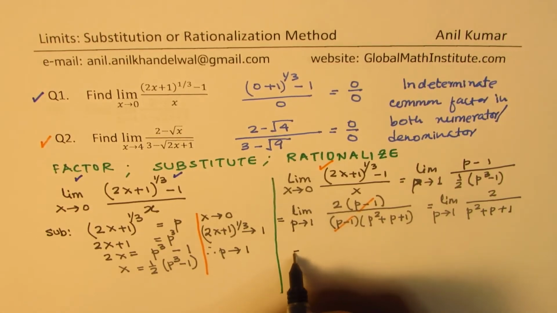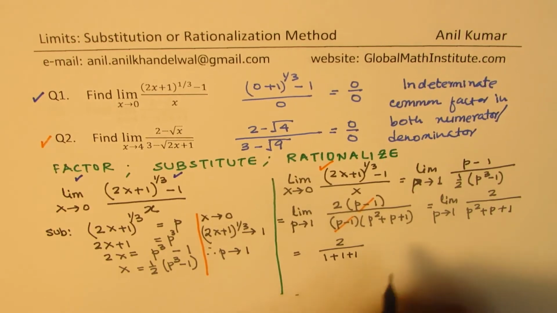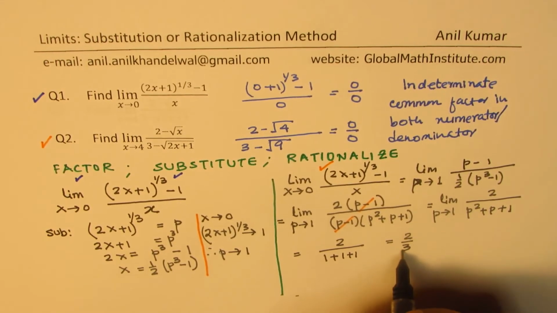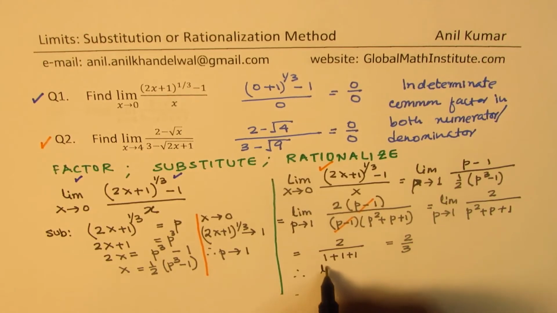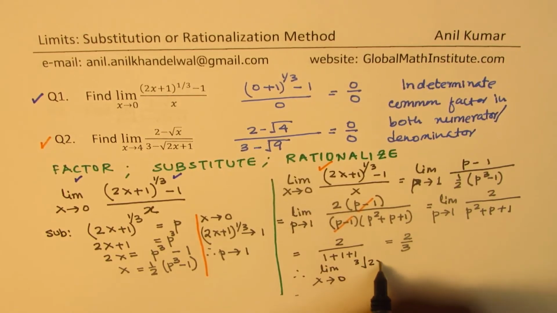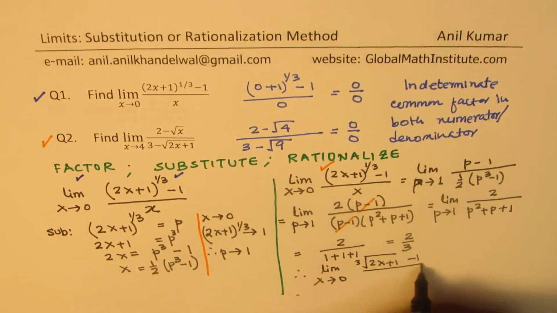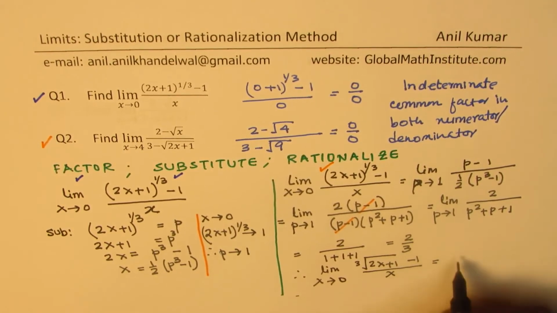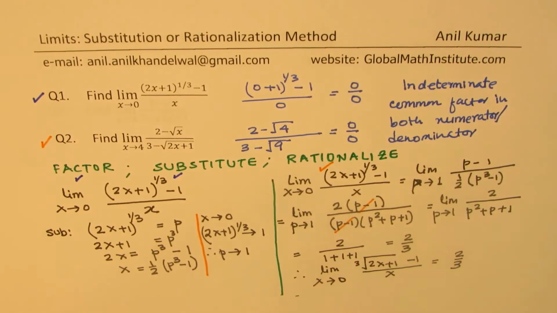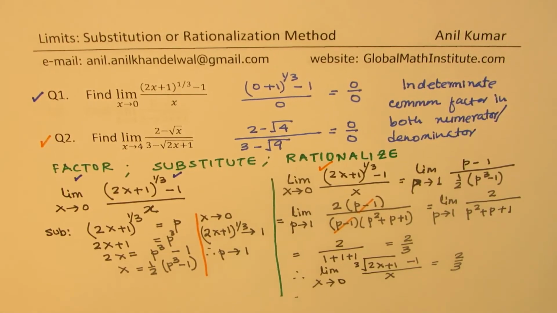Substituting 1 now, what we get here is 2 over 1 plus 1 plus 1, which is 2 over 3. And therefore, the limit as x approaches 0 of the cube root of 2x plus 1, minus 1, over x is equal to 2 over 3. Is it absolutely clear? Perfect. Let's move on and take the second question.